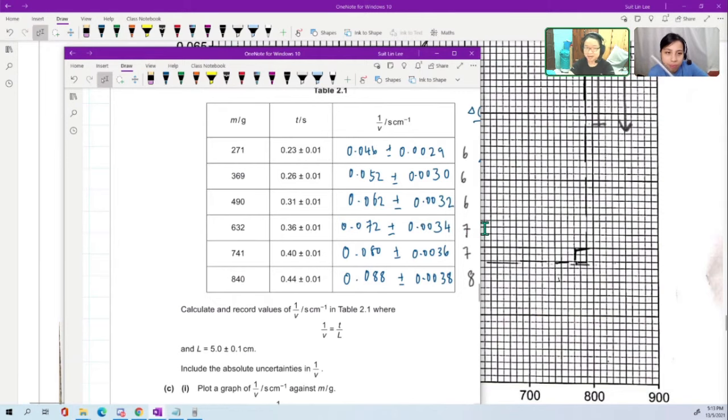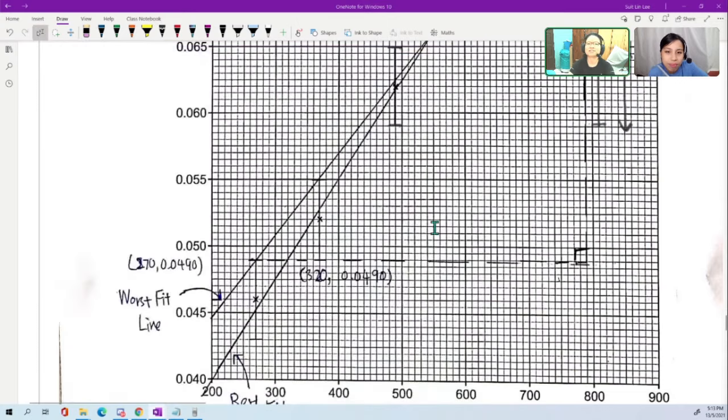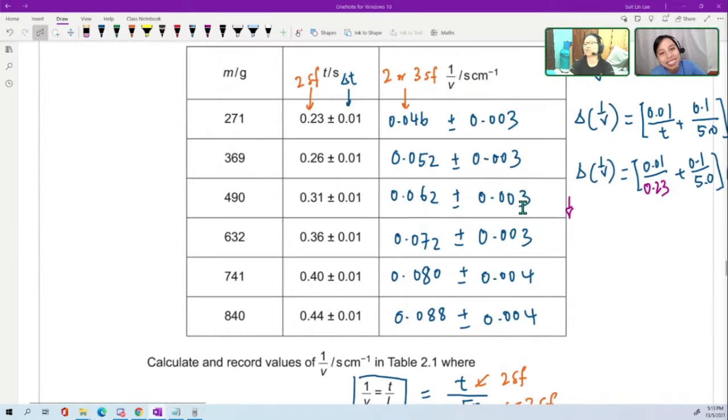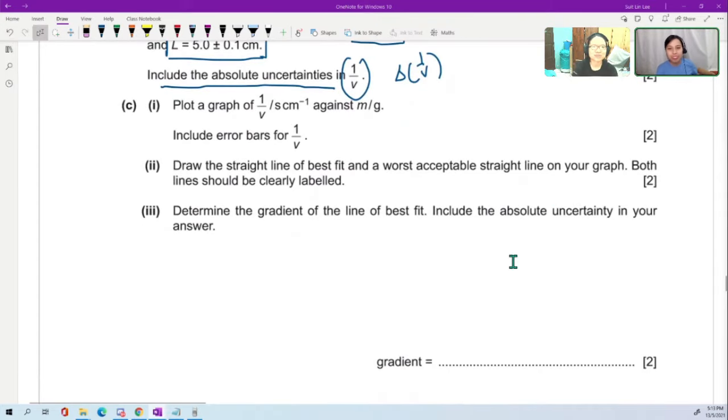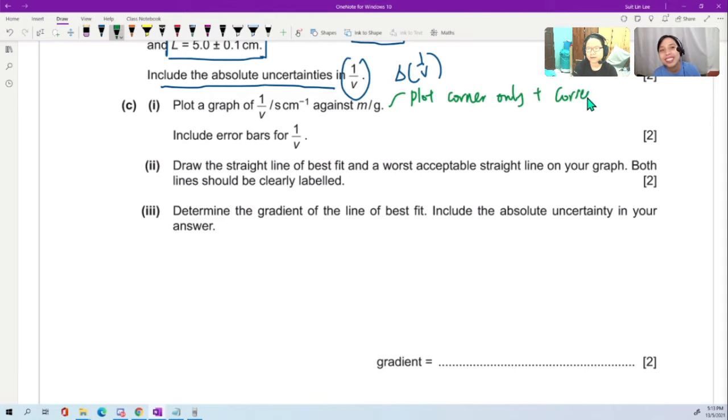But if you want to save all this headache, just round it off to 0.03 here, follow the table value. Save some pain. Yes, unless you like pain like me, then you can continue. So plot corner only, and correct values, compared to table values. And then you draw your line of best fit based on these plots.